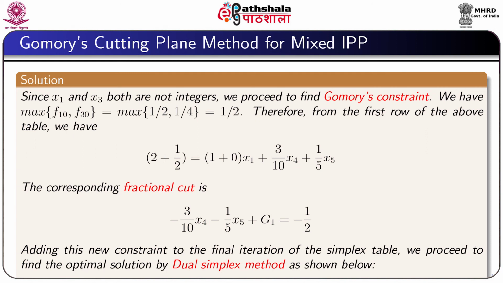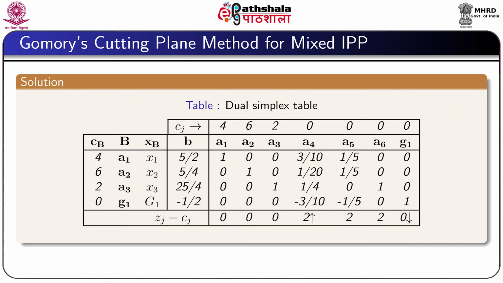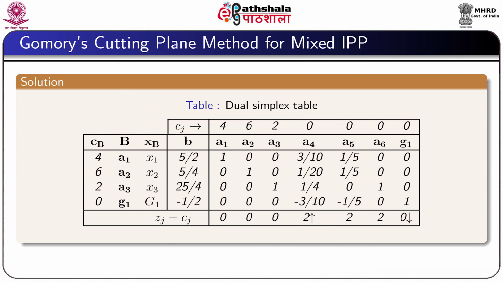Now, adding this new constraint to the final iteration of the simplex table, we proceed to find the optimal solution by dual simplex method. The slide shows the table or iteration for dual simplex, and since the components of the vector b are not all non-negative, therefore, we proceed to find the departing vector.